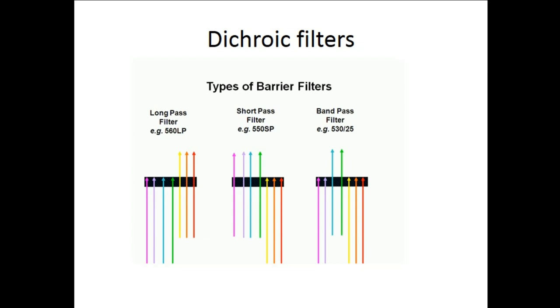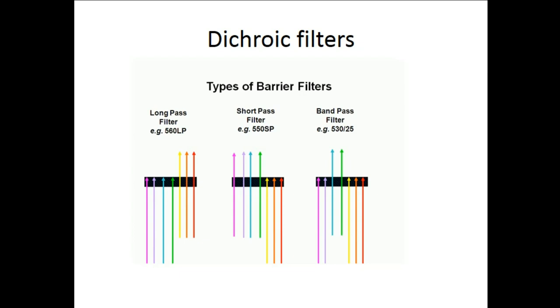So long pass allows anything above that wavelength through, and a short pass allows any wavelength below that set limit. And the band pass filter is uniquely different because it actually selects a range of wavelengths. Okay? So a band pass filter may be 530 to 525. It'll be between 2 different wavelengths. So again, you should be able to convey that.